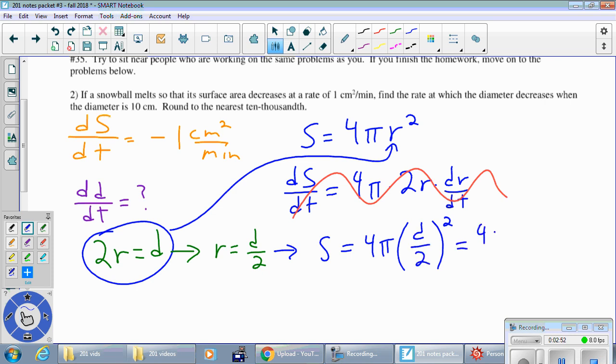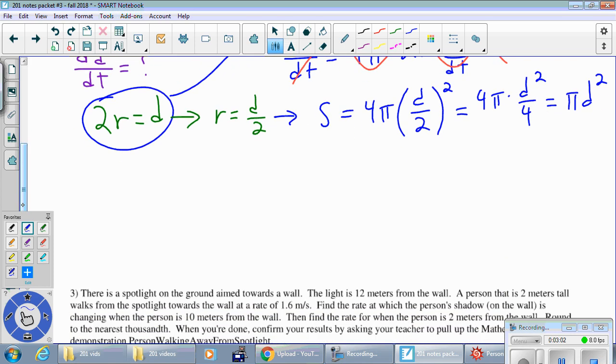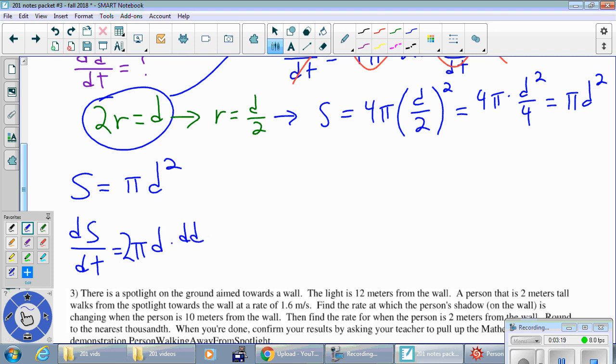Okay, so let's square top and bottom. d squared over 4. The 4's cancel, so we just get pi d squared. I think this is going to be an easier equation for us to work with. I'll just write it again here. S is equal to pi d squared. Now we'll take a derivative of both sides of this equation with respect to time. ds/dt equals pi. 2 comes down, I'll put it in the front, times d to the power of 1, and then times dd/dt. And now you can see why I'm happier than before, because dd/dt is in fact the thing that we're trying to find.